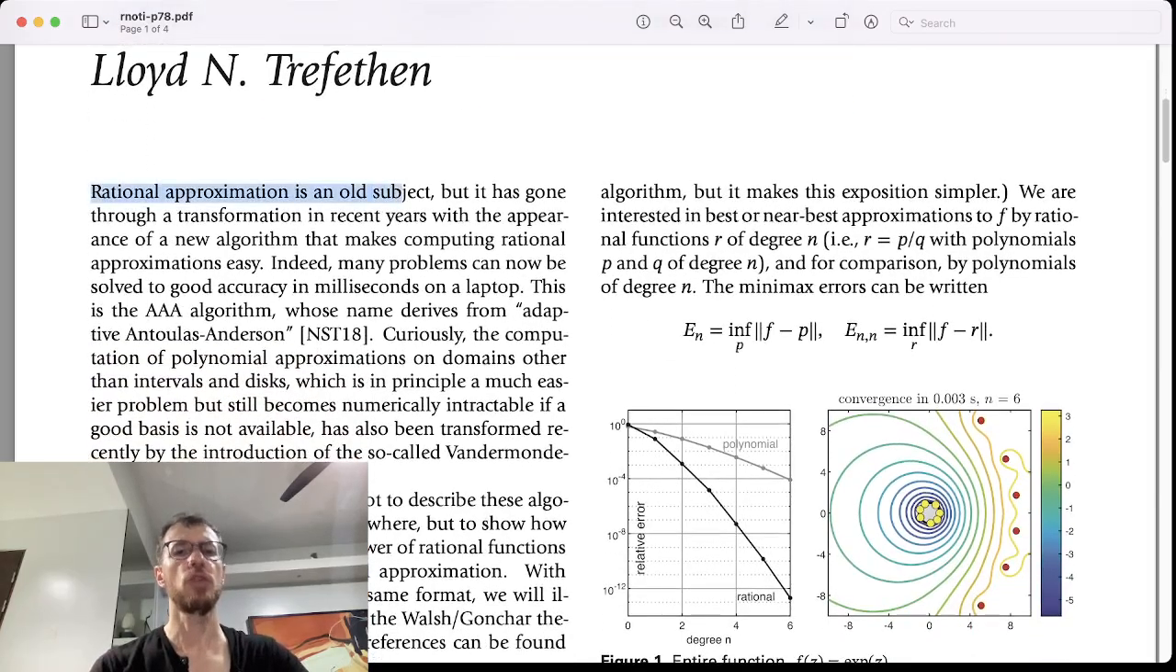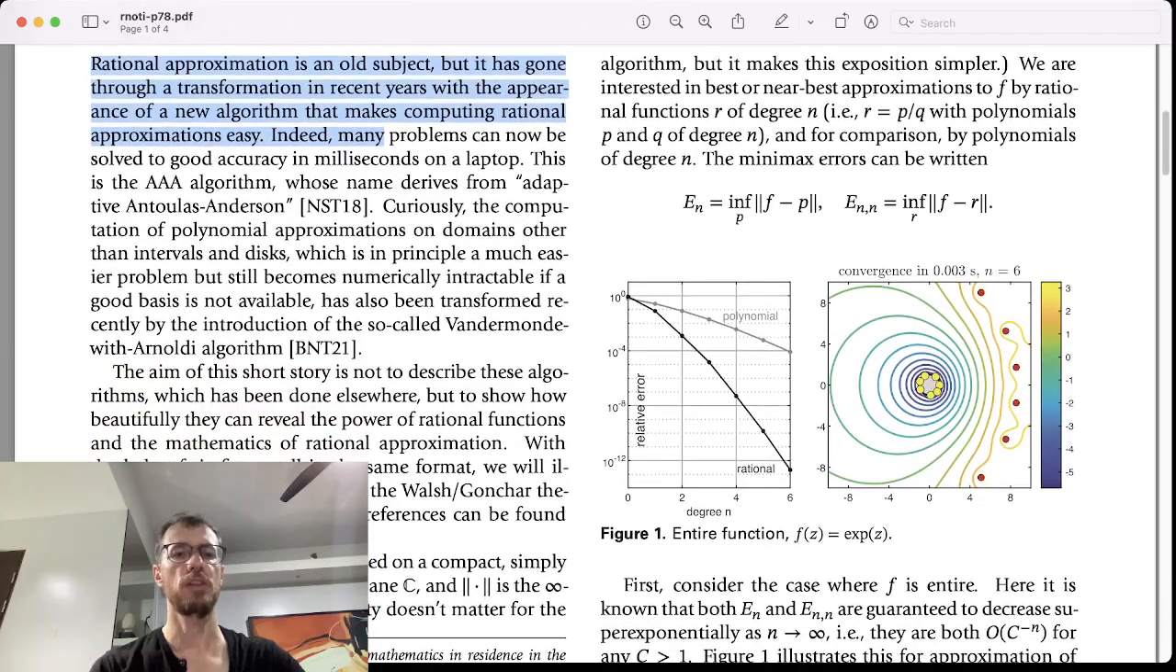Rational approximation is an old subject, but it has gone through a transformation in recent years with the appearance of a new algorithm that makes computing rational approximations easy. Indeed, many problems can now be solved to good accuracy in milliseconds on a laptop. This is the AAA algorithm, whose name derives from adaptive Antoulas-Anderson.